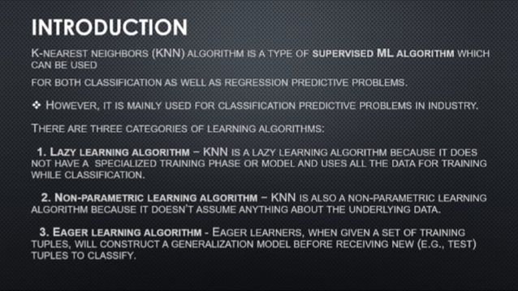The second one is the non-parametric learning algorithm. KNN is also a non-parametric learning algorithm because it doesn't assume anything about the underlying data. The third one is the eager learning algorithm. Eager learners, when given a set of training tuples, will construct a generalization model before receiving new tuples to classify.